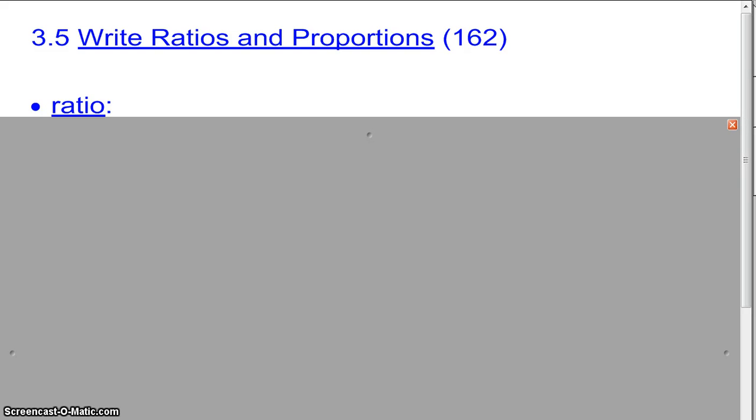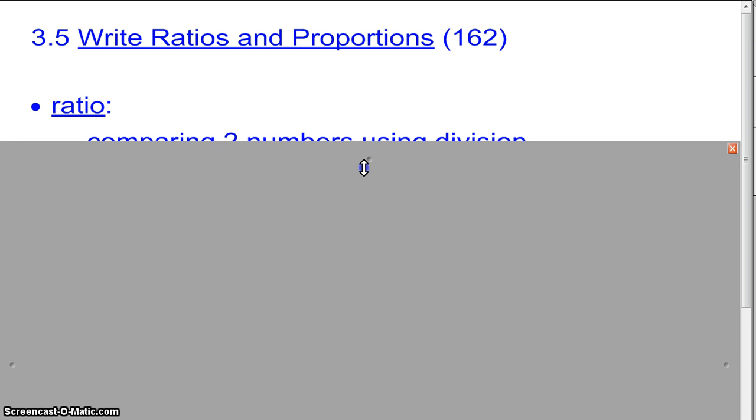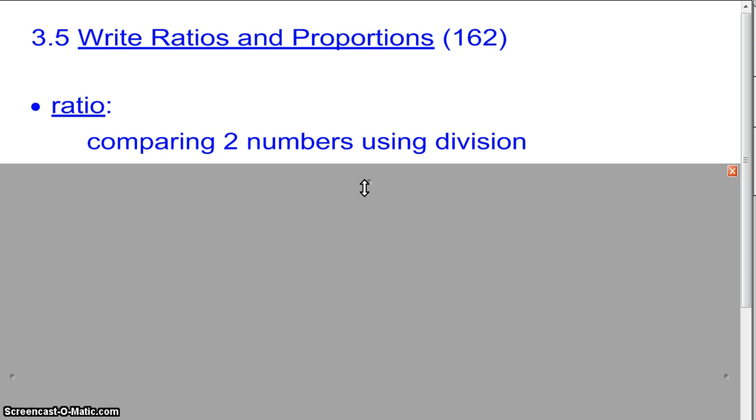Okay, Algebra 3.5, write ratios and proportions. This begins on page 162 in your textbook. Okay, so a ratio. Think, what comes to mind when you think of the word ratio? And I hope you have an image of some kind. And yes, a ratio is comparing two numbers.